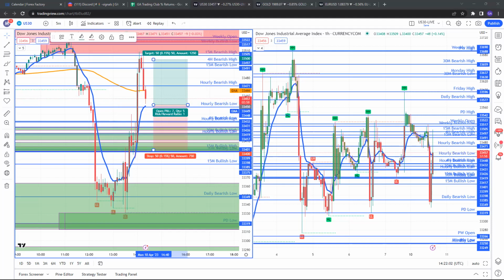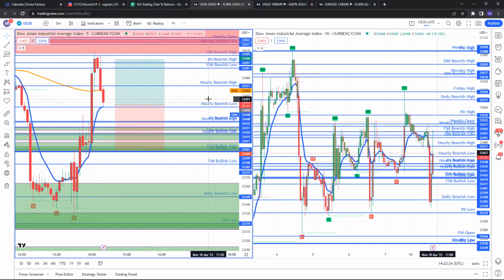Okay, there it is. Okay, perfect. That's what we want to see. Only other thing is that we do have an hourly bearish low here. Okay, so with this buy right here, see how this candle that's currently running has tested the hourly bearish high exactly to the pip. And here we do have this hourly bearish low.